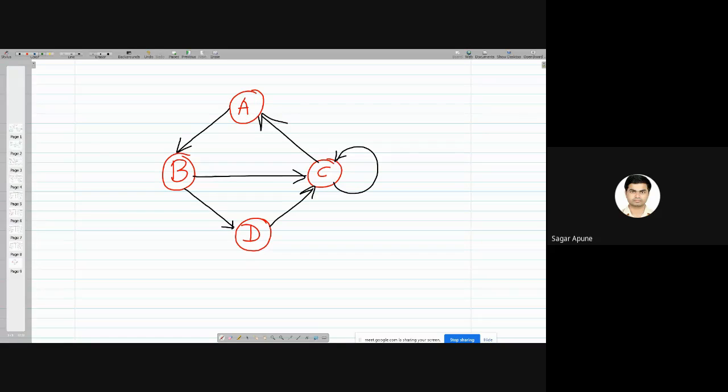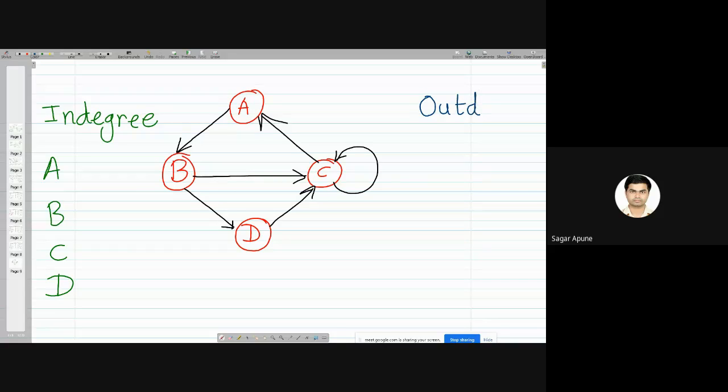So here I write down in degree for A, B, C and D, and out degree here for A, B, C, D. So now calculate.